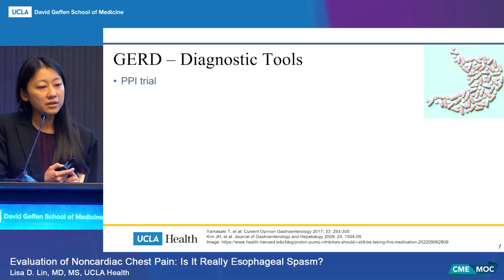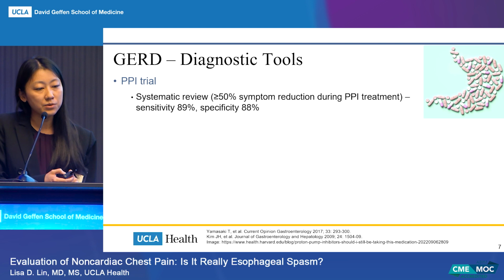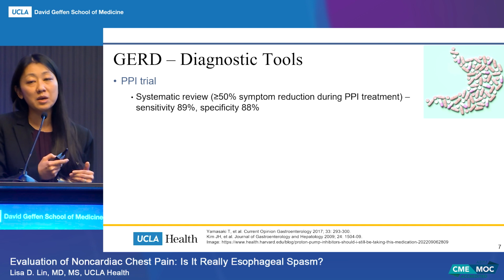I think all of us probably start off with this step, which is doing a PPI trial if it hasn't been done already. This has been backed by data from a systematic review, where using at least 50% symptom reduction during PPI treatment as an endpoint has shown good sensitivity of 89% and 88% specificity in predicting GERD as a cause of non-cardiac chest pain.